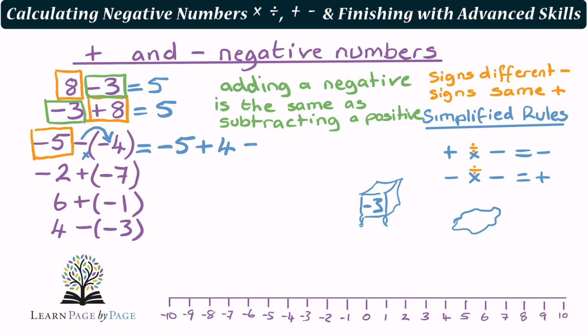Now we can go ahead and answer. Again, use the number line if you need to. So -5 plus 4: 1, 2, 3, 4, brings you to -1.